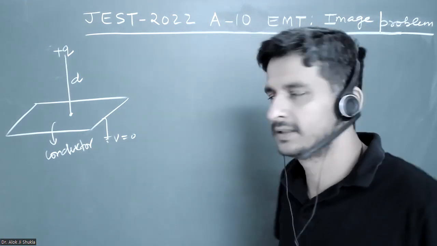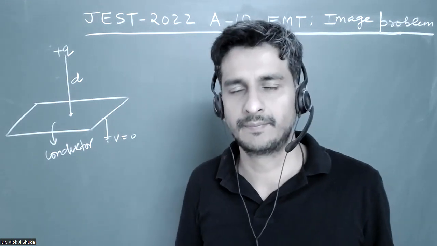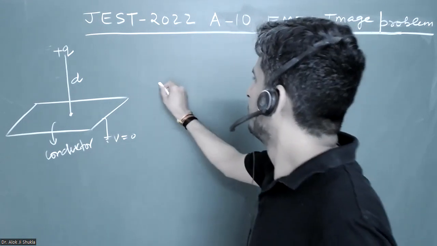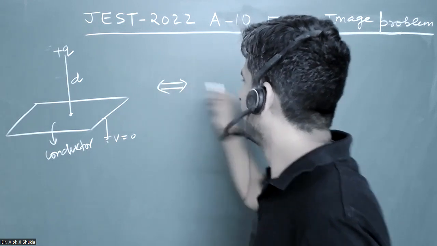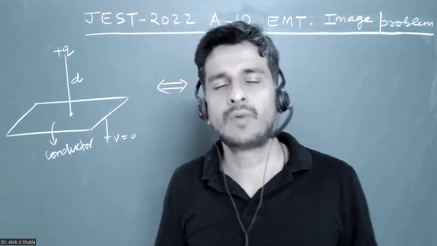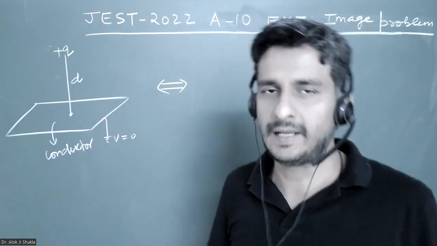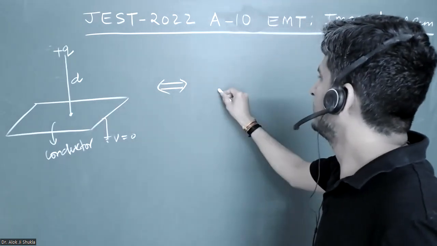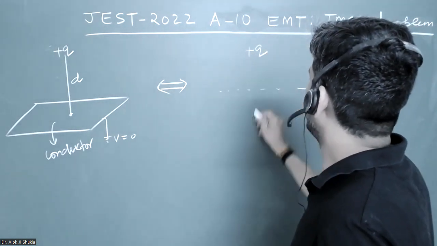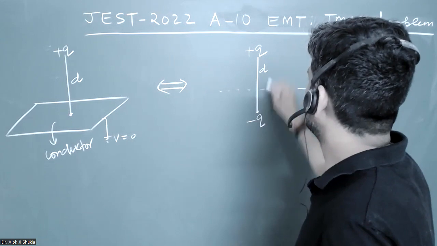So you know that this is a problem that belongs to image problem. Okay, we do such problems using the image problem concept, in which we change this problem into another problem, and because of the uniqueness theorem and because of the boundary conditions, it will exactly give the result like the original problem. Okay, so I will replace it by another problem in which plus q is here and minus q is here, and this is exactly at distance d.